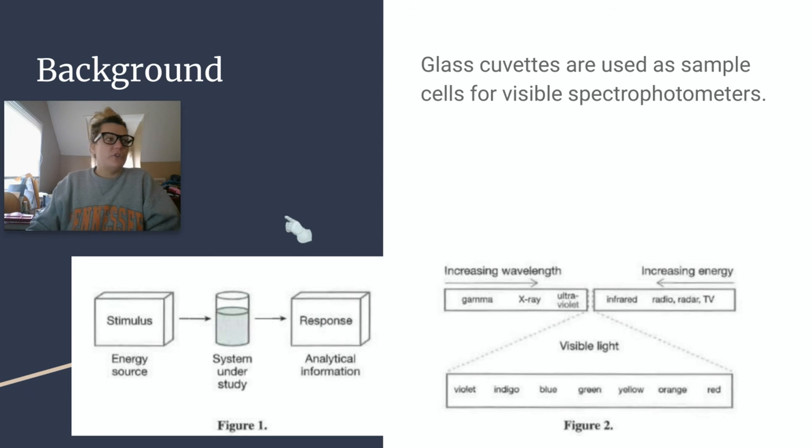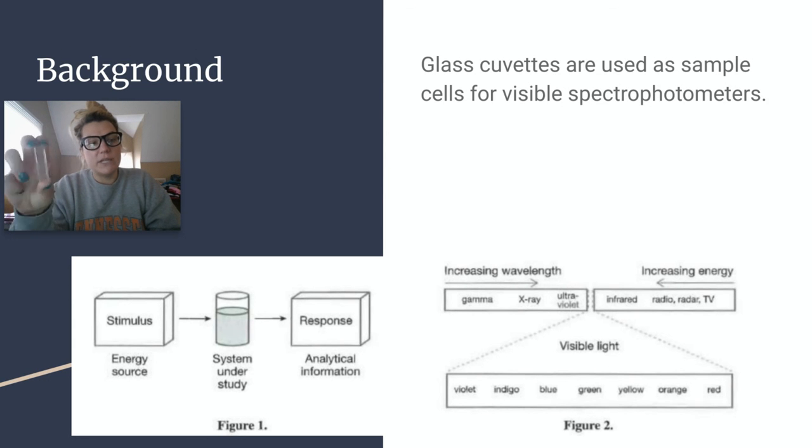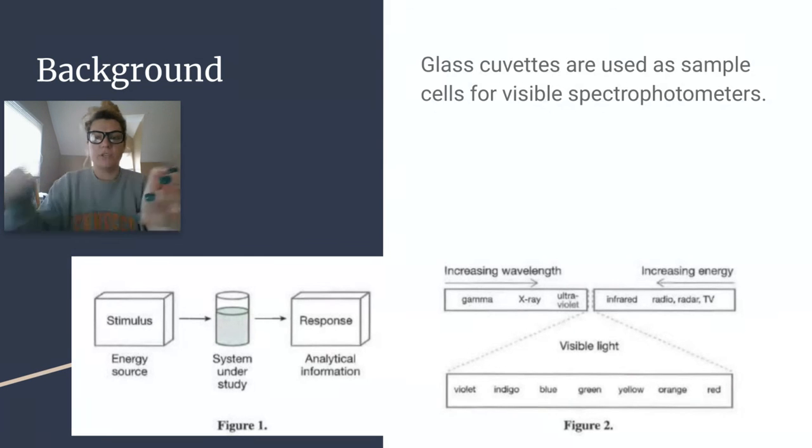We're going to use glass cuvettes. A cuvette is this guy right here. This is the system under the control, and this is what we call a sample cell, because what we're dealing with is a solution. A solution is a liquid, and I can't just inject liquid into my machine. I have to have something that holds the liquid in order for the light to pass through. And that's what this is. This is a cuvette.